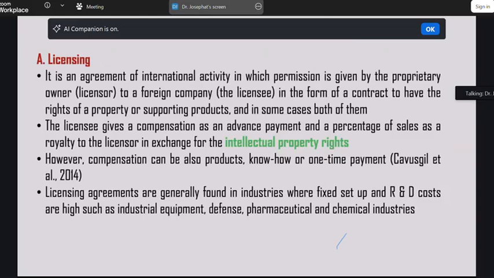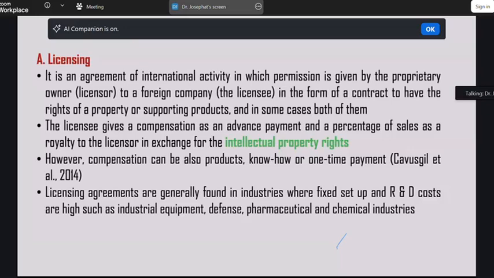We can see licensing. Licensing is an agreement for international activities in which permission is given by the proprietor or owner, the licensor, to a foreign company, the licensee, in the form of a contract to have the right of a property or supporting product, in some cases both of them. The licensee gives the compensation and advance payment and a percentage of sales as royalties to the licensor in exchange of intellectual property rights.